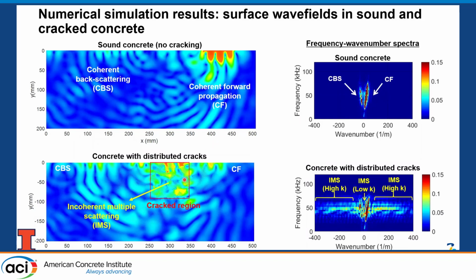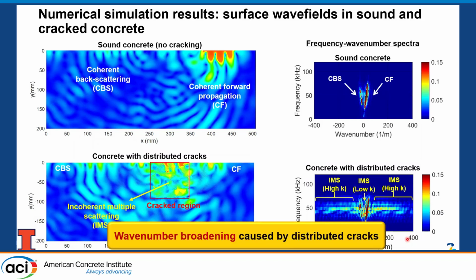Now, when we have the cracking, what we see is that the energy is not just in the forward propagating and the backward propagating wave, but it's a big mess of energy at high and low wave number. Okay? So what the cracking does is it broadens the wave number of the scattered field. So how do we pull that out?